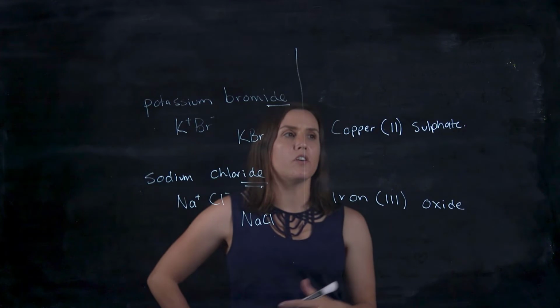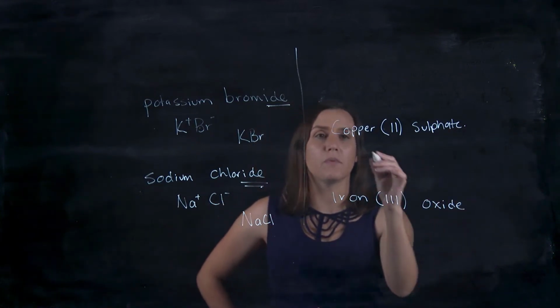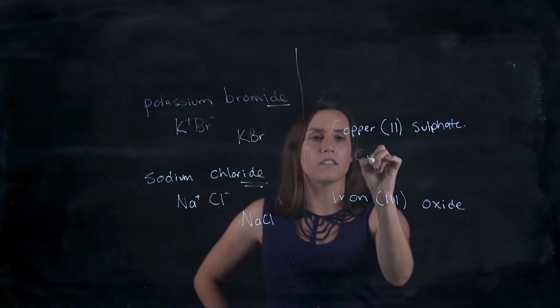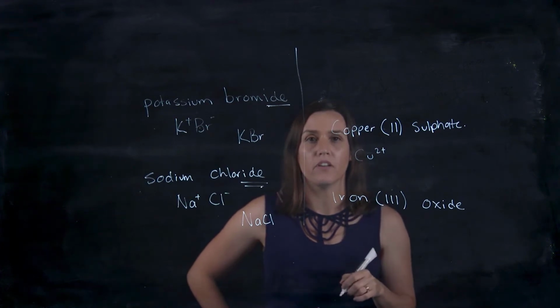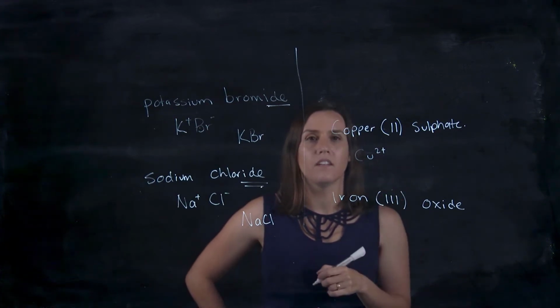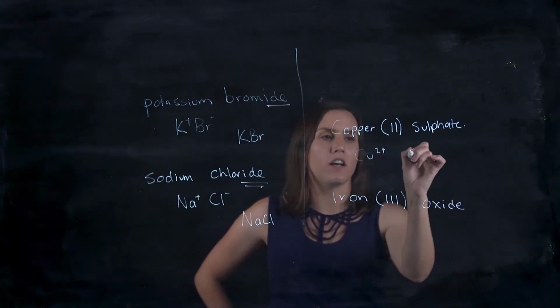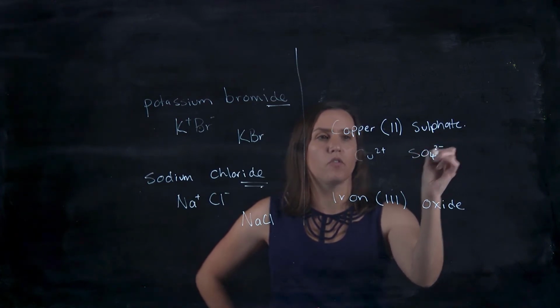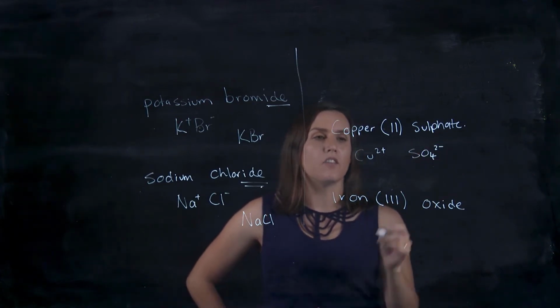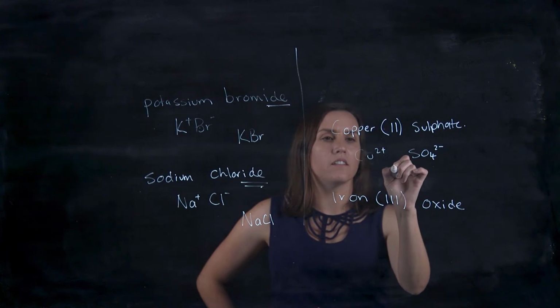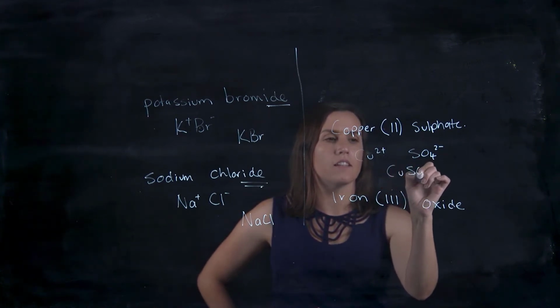Now with copper(II) sulfate, it's a lot easier going this way. So we know copper is a 2+. I don't even need to look that up if I don't know it. It tells me. Sulfate you might need to look up: SO4 2-. So then putting these together now, CuSO4.